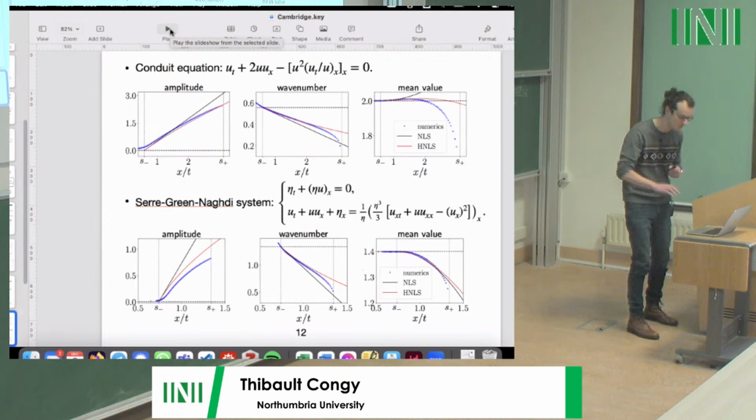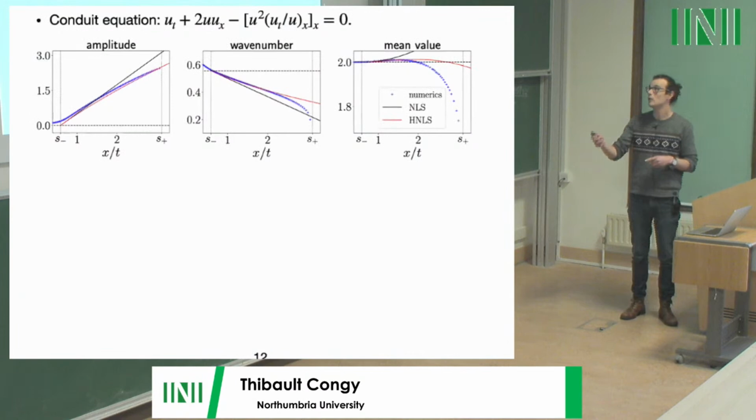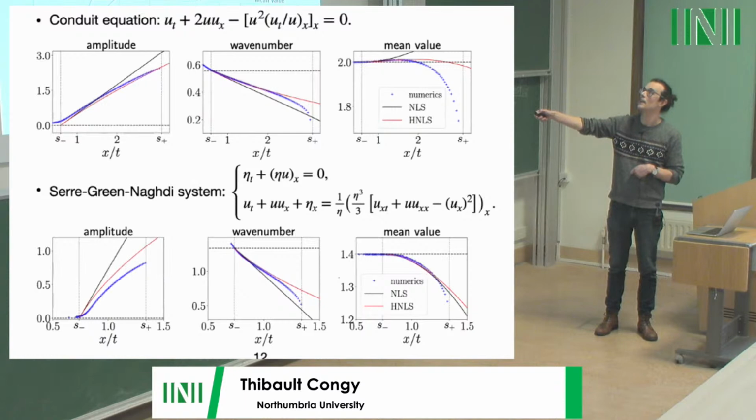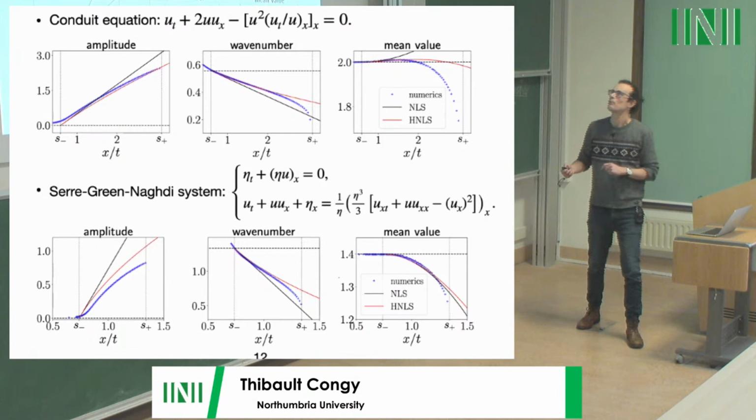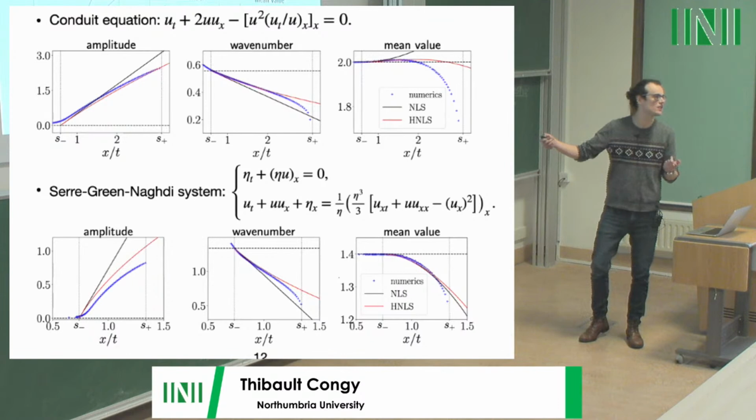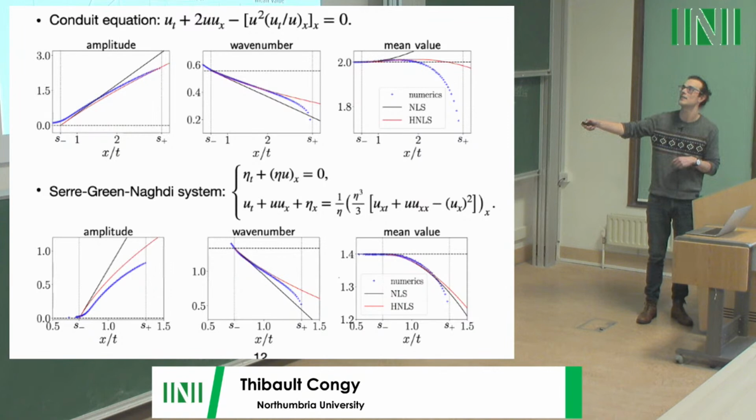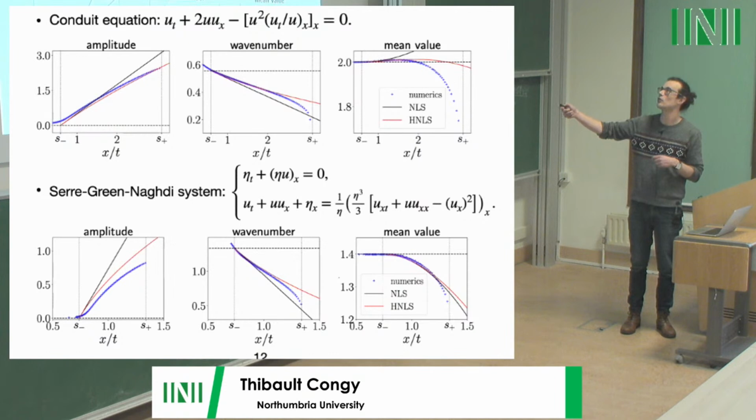So just to finish on this, we did it for the conduit equation. In dark is the shallow water, and in red is this higher order NLS. So here actually it's not the X square correction; we computed the Riemann invariant of the higher order NLS, the dispersionless higher order NLS, and you get a slightly better approximation than just the quadratic correction. So that's what you are seeing here.